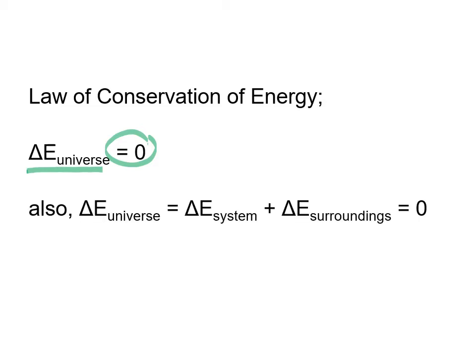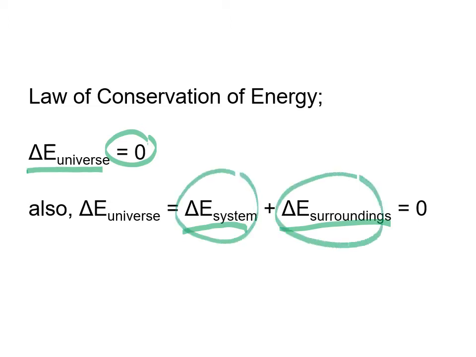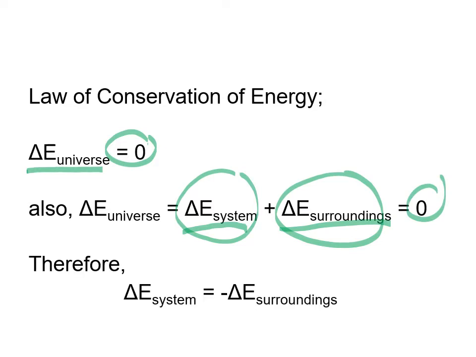So if you divide the universe up into the system you're interested in and everything else, the surroundings, then those two values, when you add them together, their sum must also be zero. So we can then say, in relationship to each other, whatever amount of energy is moving out of the system has to be the amount of energy gained by the surroundings, or vice versa. Essentially, the change in energy of the system is equal but opposite to the change in energy of the surroundings.